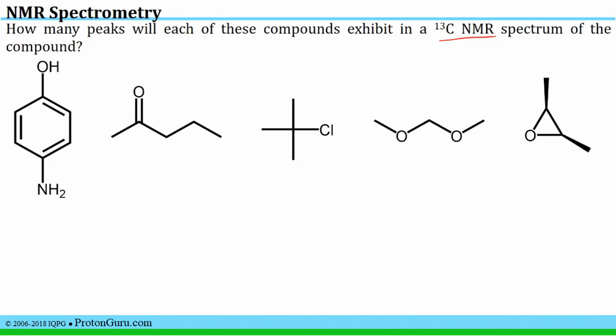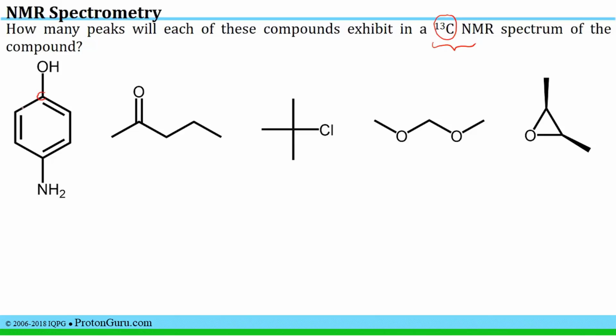Our first problem asks us how many peaks each of these compounds will exhibit in a carbon-13 NMR spectrum. And in order to appropriately address this question, we need to be able to recognize symmetry elements in these molecules, and we need to know that the spectrometer will not see any of the other nuclei other than the carbon-13 nuclei when we are doing a carbon-13 NMR spectrum.